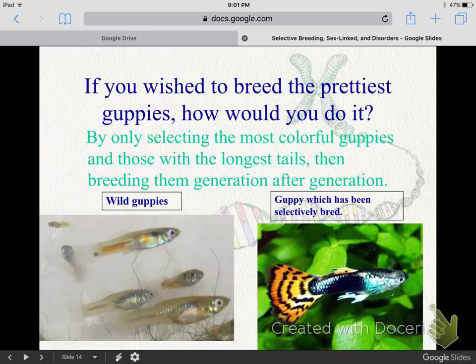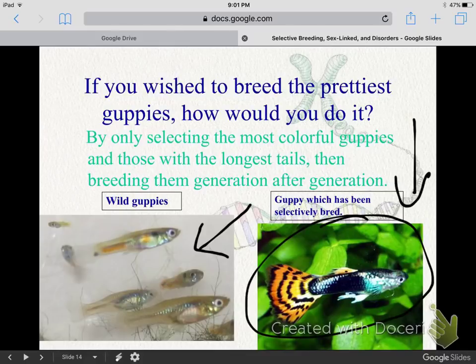So this slide says, if you wish to breed the prettiest guppies, how would you do it? And it talks about only selecting the most beautiful, most colorful guppies, and those with the biggest, fluffiest, longest tail, then you'd breed them generation after generation, and you would end up with something that looks like this guy, which is a guppy that's been selectively bred. Okay? Which makes a big difference compared to these little wild guppies. Over time, when you're selectively breeding for traits, you're going to get exactly what you want.